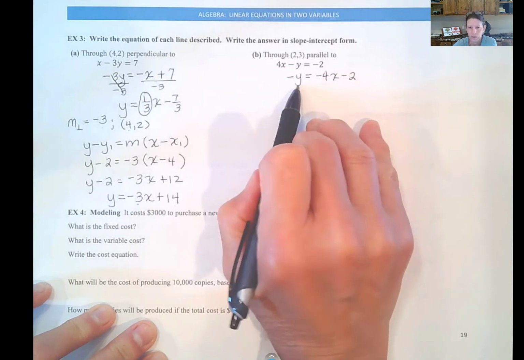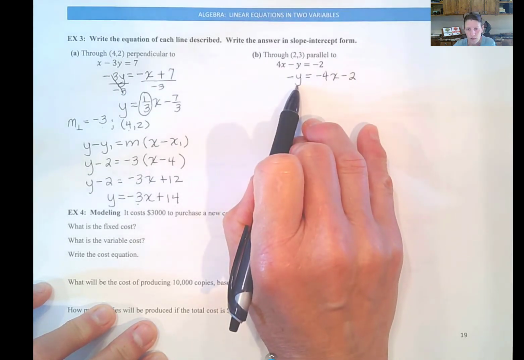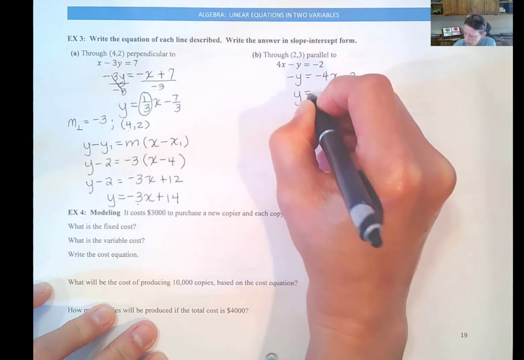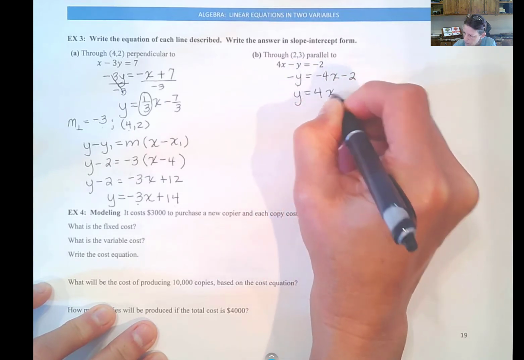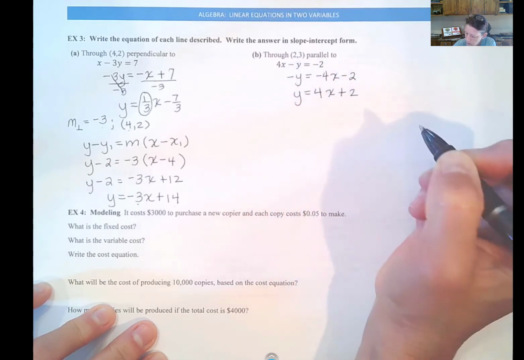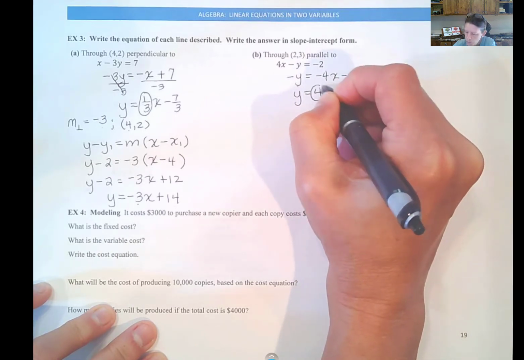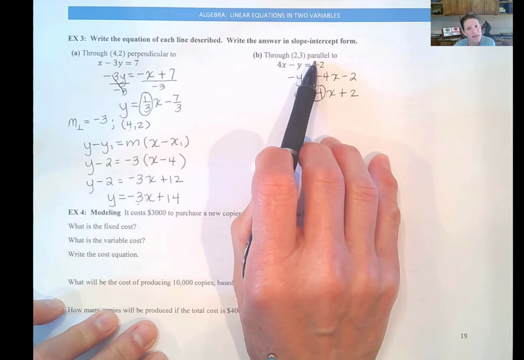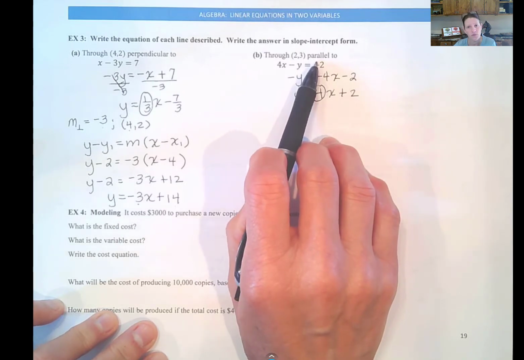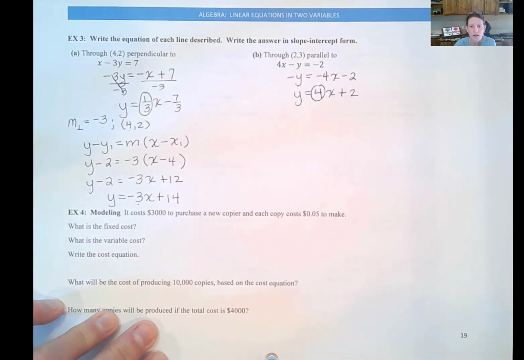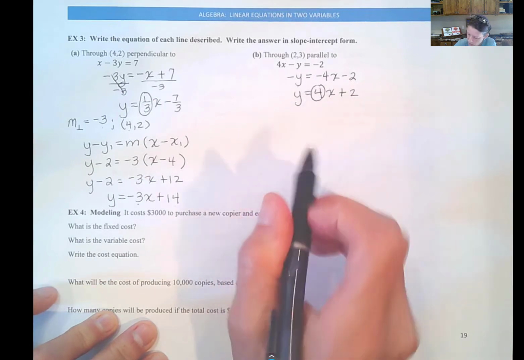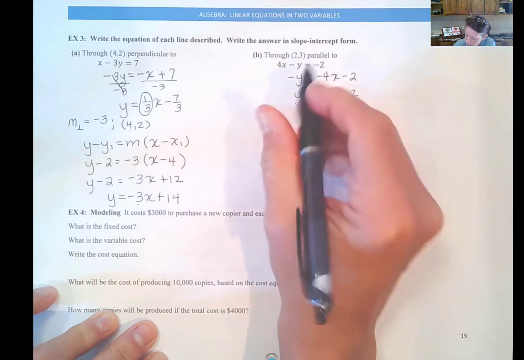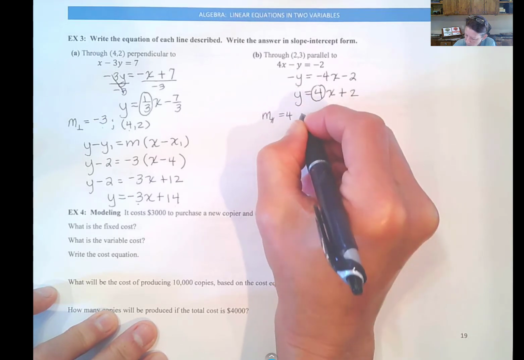Okay, I'm going to multiply each side by -1, which is essentially going to change the sign of each term. y equals 4x plus 2. So we can see that the slope of this line is 4. We must know that parallel lines have the same slope, and so the slope of the line that we're writing the equation for is also 4. The slope of the line parallel to this one is also 4.